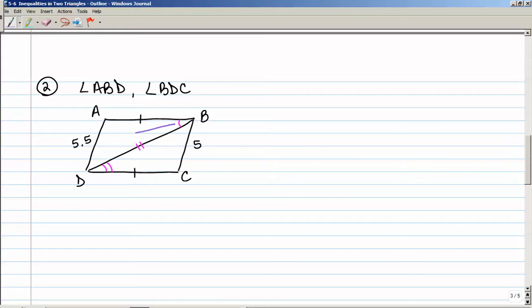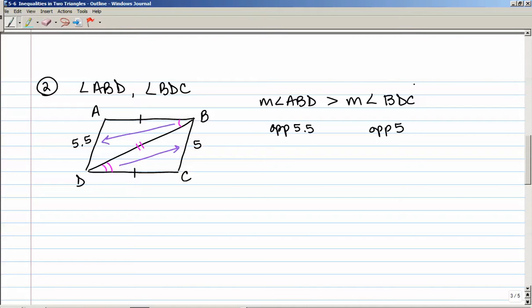Angle ABD is opposite a side that's 5.5 units long, and angle BDC is opposite a side that's 5 units long. So that means that the measure of angle ABD, because it's opposite 5.5, is going to be greater than the measure of angle BDC, because that is opposite a side that's 5. So that's the kind of inequality they're looking for, something that's written like this. Which angle is greater than the other angle?